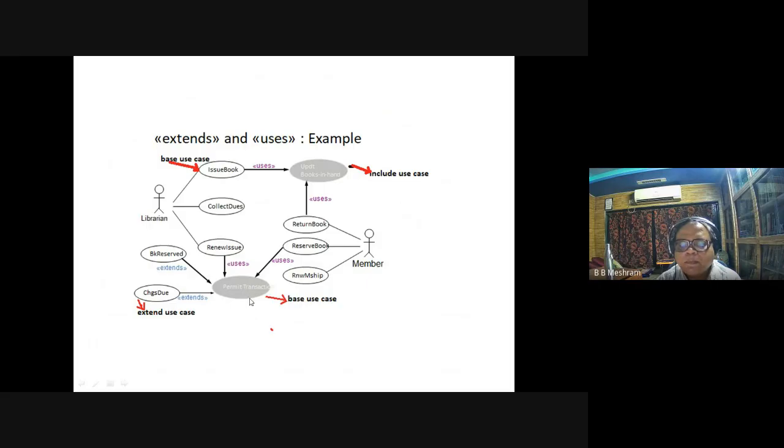Here permit transaction is there. So permit transaction is extended by book reserve and charges of dues. Here the extend relationship arrow is toward the base use case. So in this way you can use the extend relationship and uses relationship. Extend relationship is not always executed. It is executed under certain assumptions and conditions.